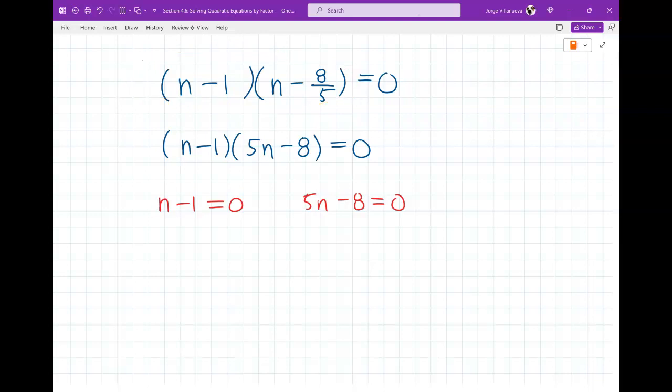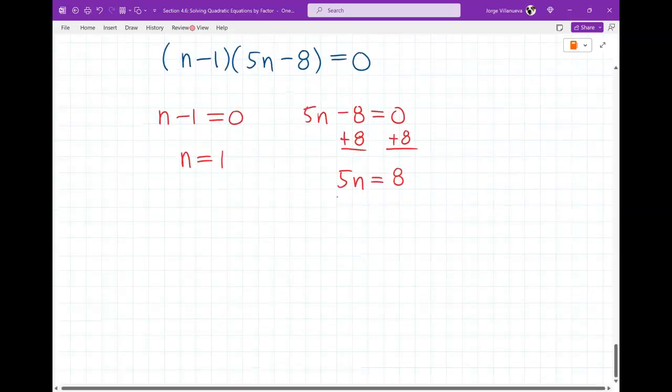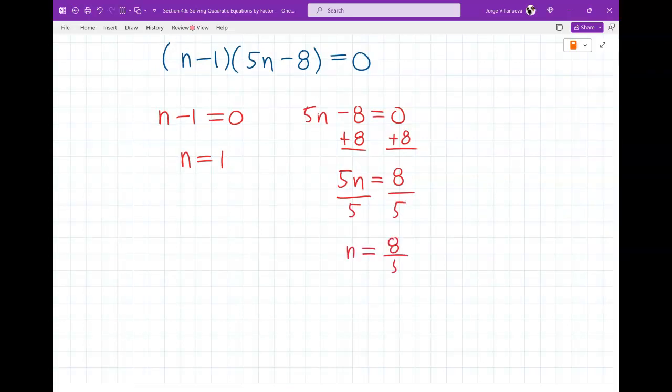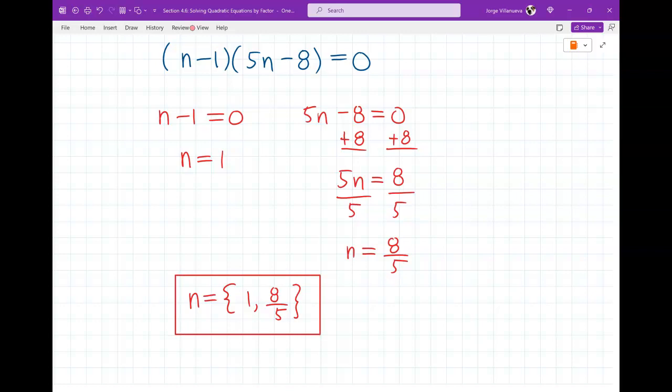So, all right, for the left side, if I add 1 on both sides, I just get n equals 1. On the right side, let me add 8 on both sides. And that's going to give me 5n equals 8. And then I'm going to divide both sides by 5. So n is 8/5. So my two solutions: 1 and 8/5. And this is what your homework's going to look like.